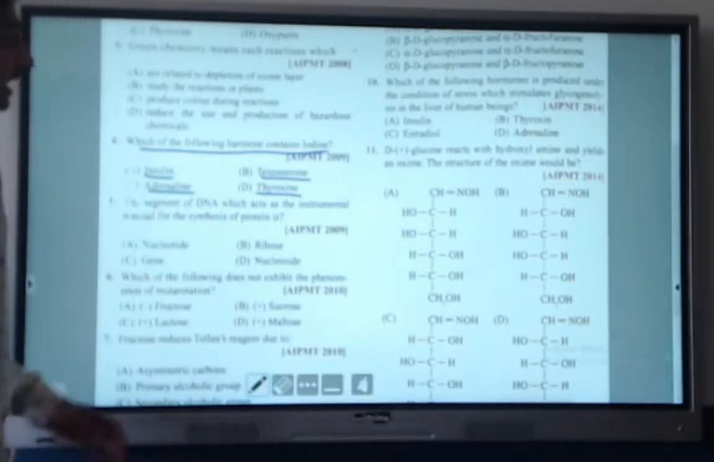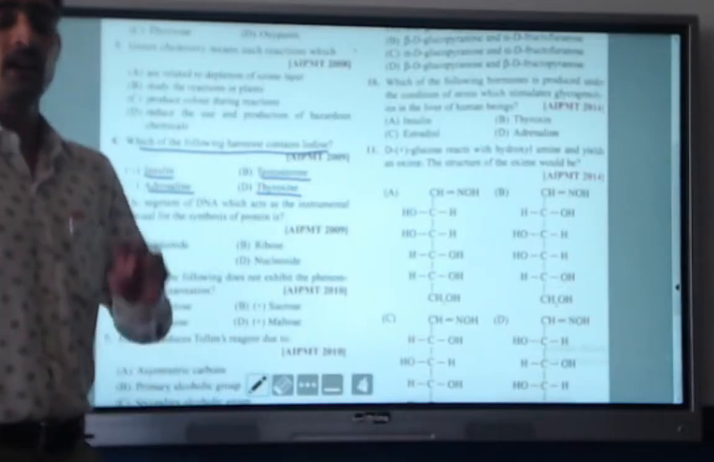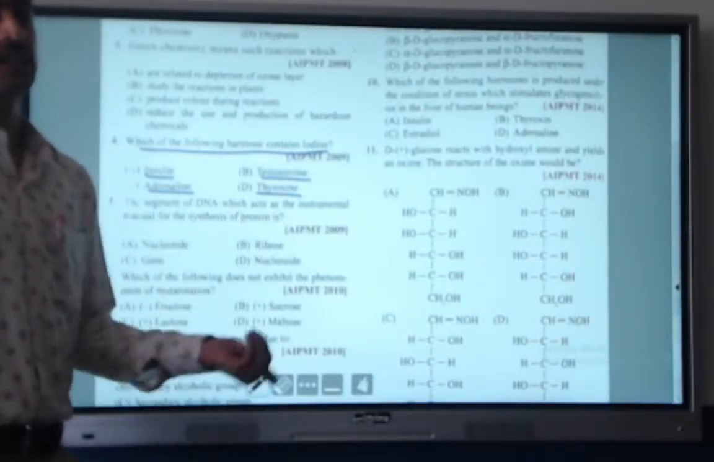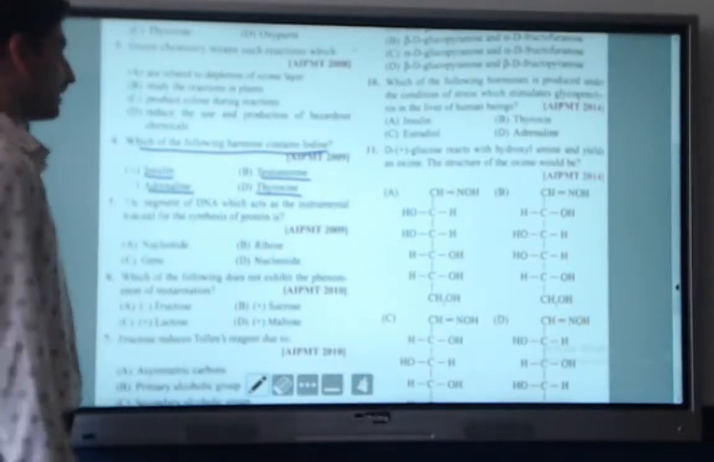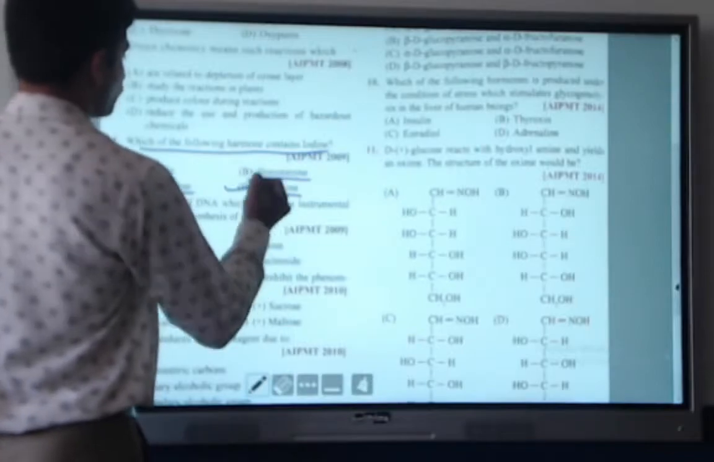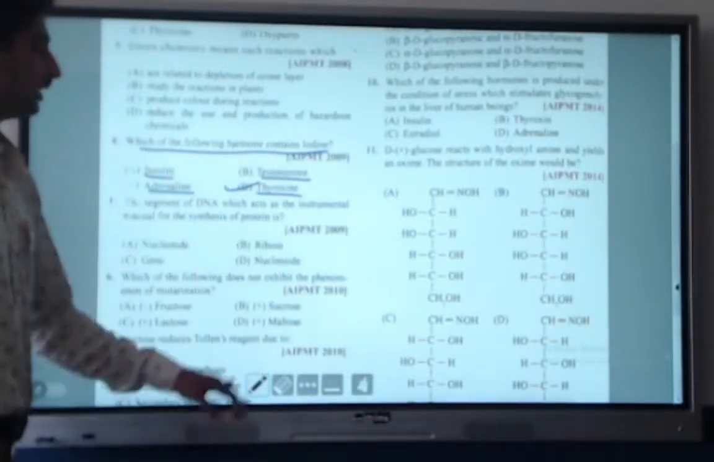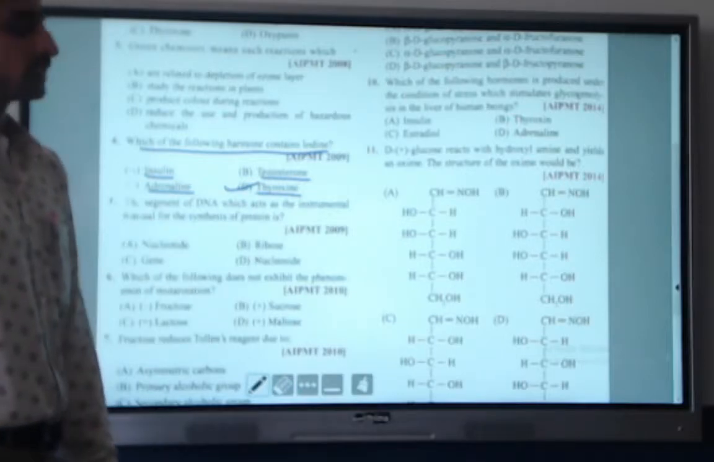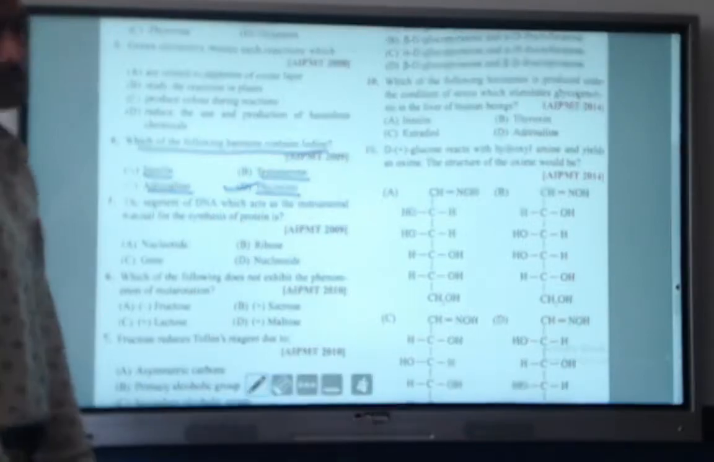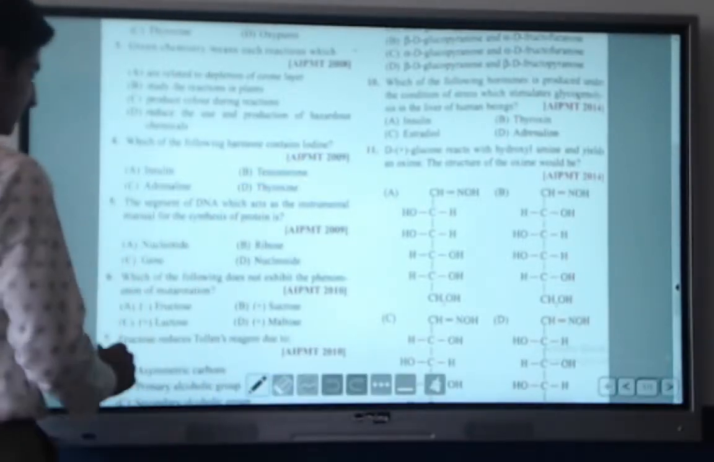As I have previously written the structure of thyroxine, along with NH2 some iodine groups were present, directly attached to the benzene ring. So without wasting any time, we can directly mark option D. Thyroxine means an amine group is also there plus iodine along with the benzene ring. One more time if you want, I can write.